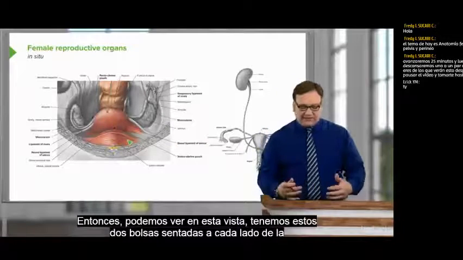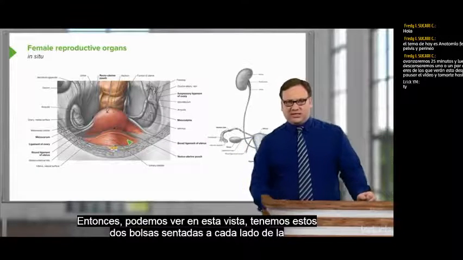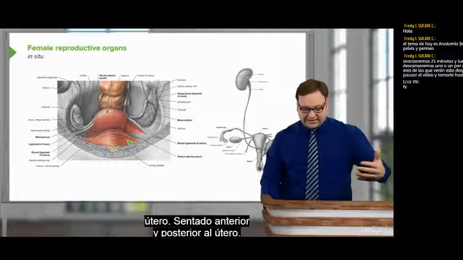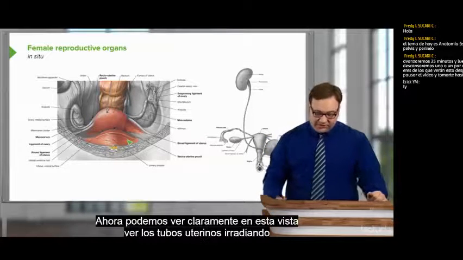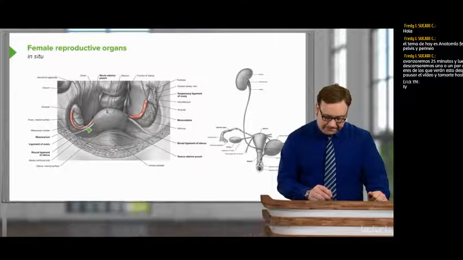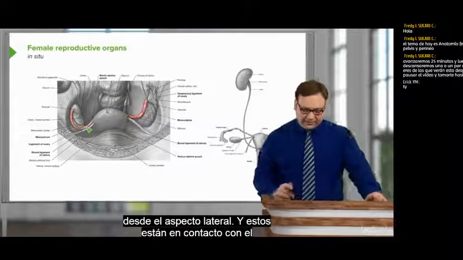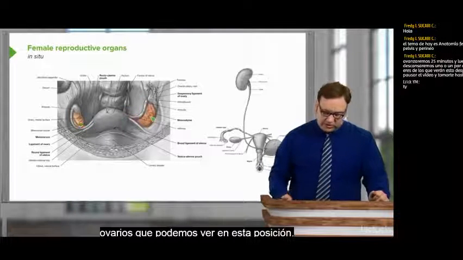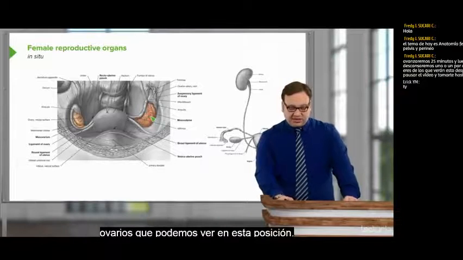So we can see in this view we have these two pouches sitting either side of the uterus, anterior and posterior to the uterus. We can now in this view again clearly see the uterine tubes radiating away from the lateral aspect, and these are then in contact with the ovaries, which we can see in this position.